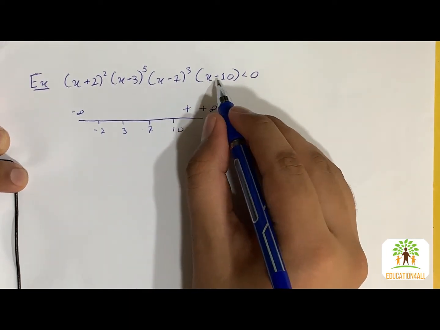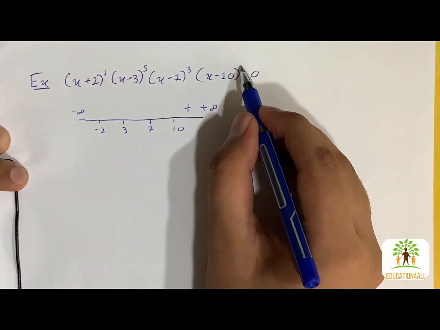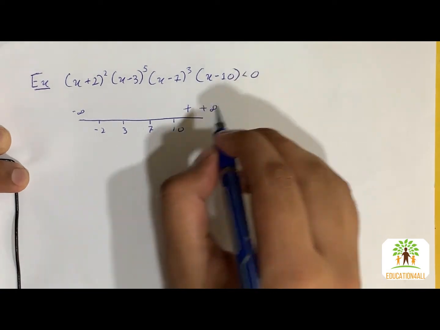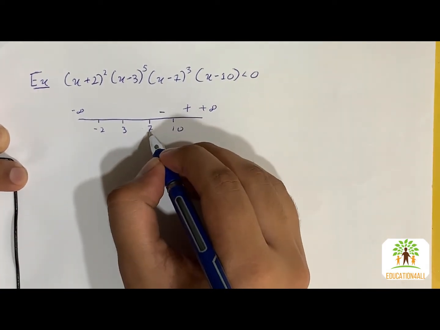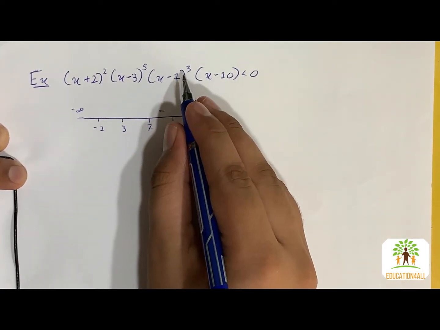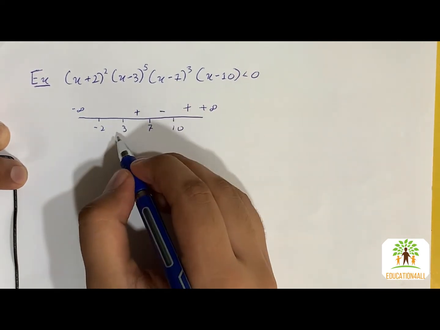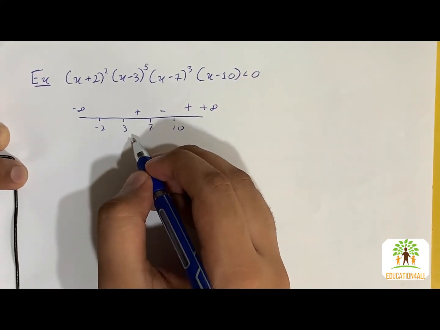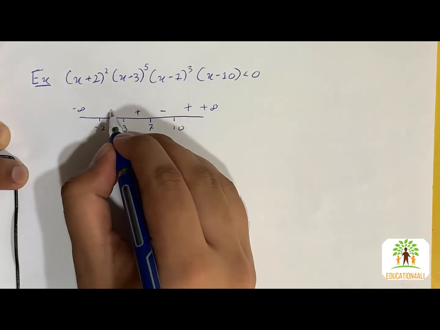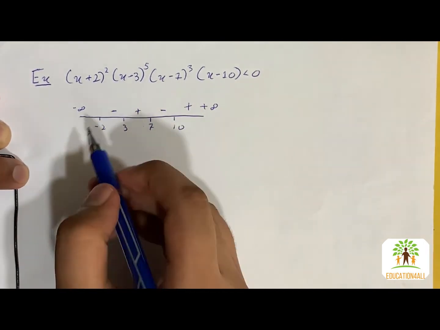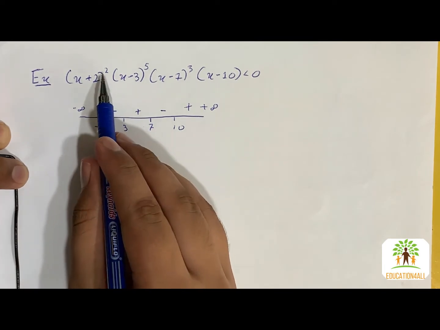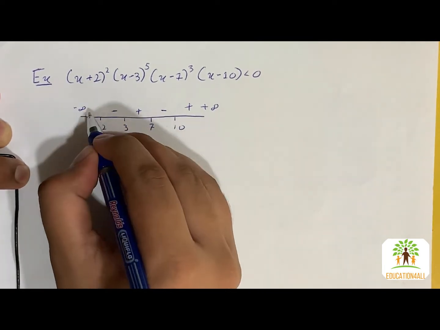Now, at the x equals 10 critical point, we see that we have an odd power, which means the sign will change. At the x equals 7 critical point, we again see that we have an odd power, which means that the sign will change once again. At the x equals 3 critical point, we again have an odd power, so the sign will change once again. And now, at the x equals minus 2 critical point, we have an even power, which means that the sign here will not change.